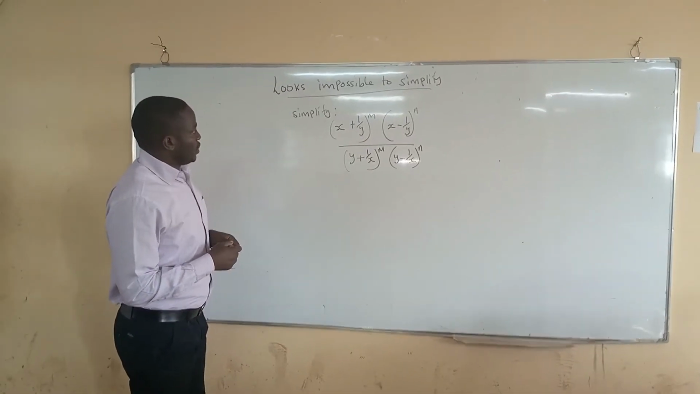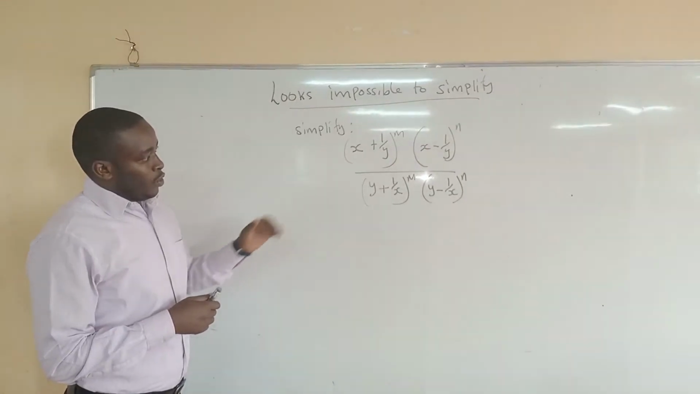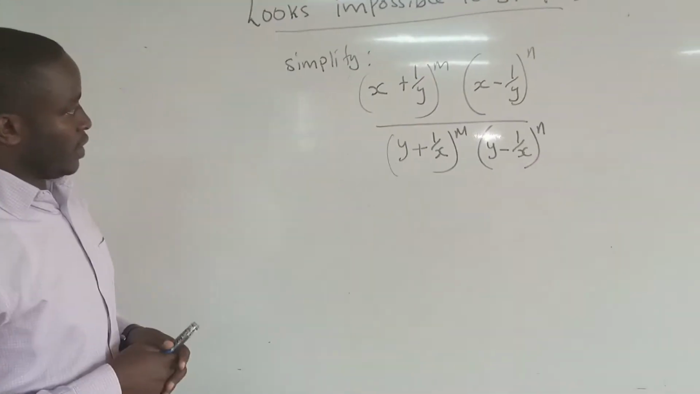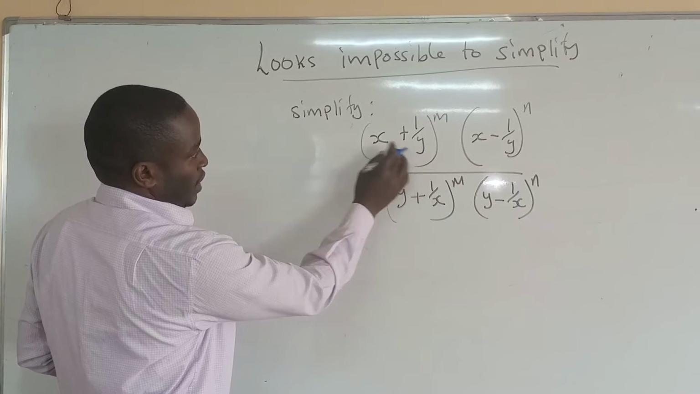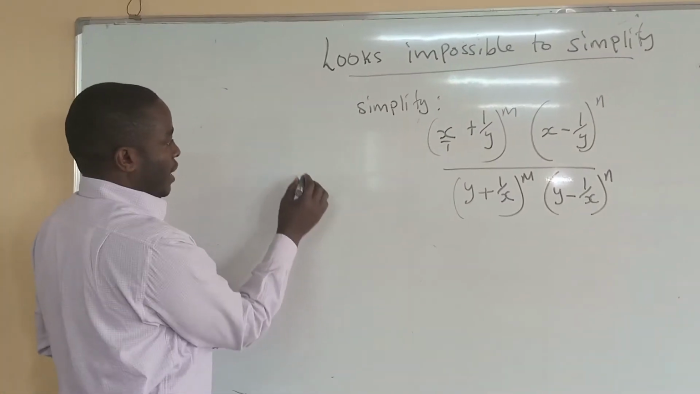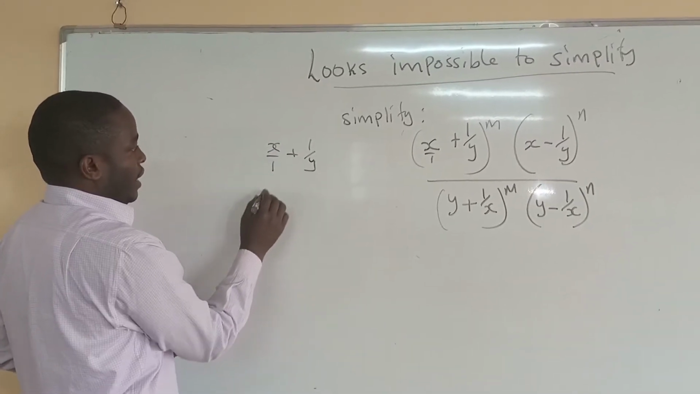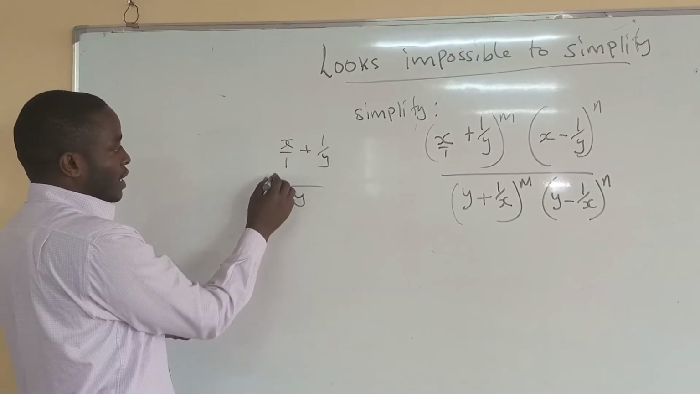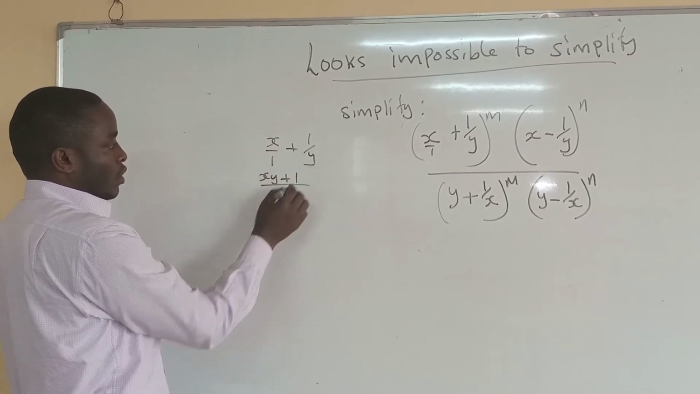To take you through this question that looks impossible to simplify, but if you follow, you'll see how easy it is to simplify. The question is that we simplify this. Now what you do, this one we start with here, it's over 1, so we find the LCM is y. If we say x over 1 plus 1 over y, LCM is y. 1 comes to y times x is xy, then plus y comes to y 1 times 1 is 1.